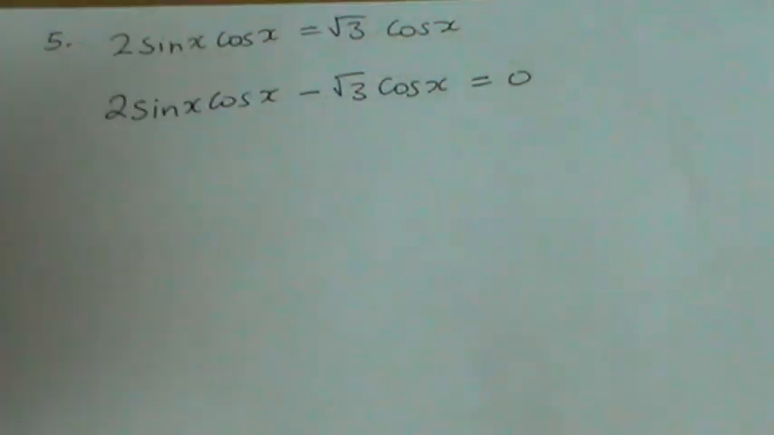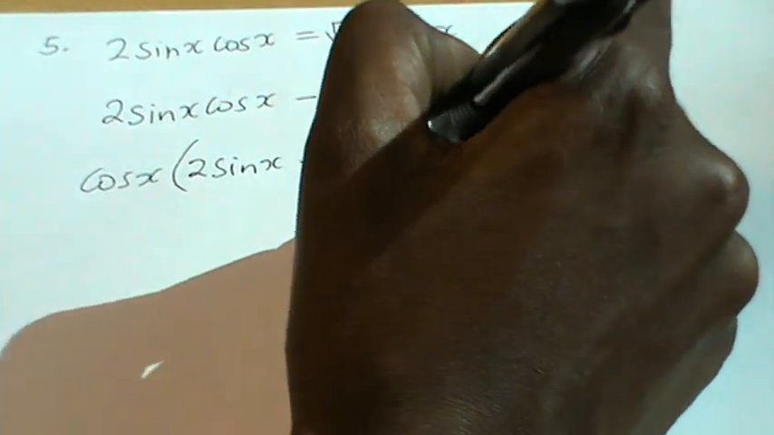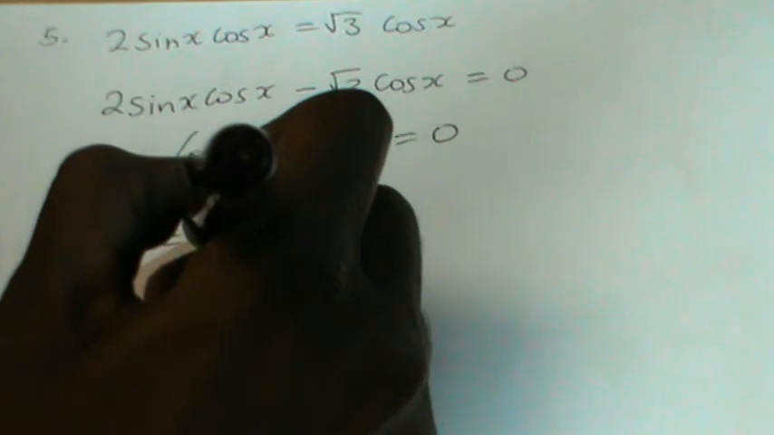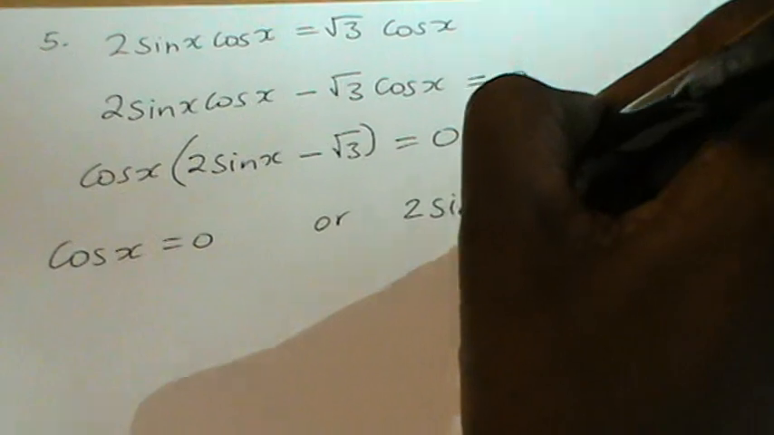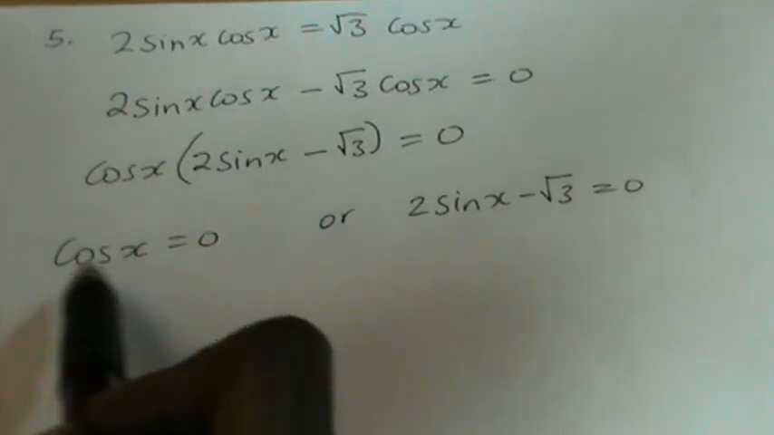Now that we have it on that side, we can see cos x is a factor here and it's a factor there. So I factorize it out. I have cos x, then what am I left with? 2 sine x minus square root of 3 is equal to 0. Then again, I have two terms multiplying and the answer is equal to 0. It means the first one is equal to 0, or the second one is equal to 0.